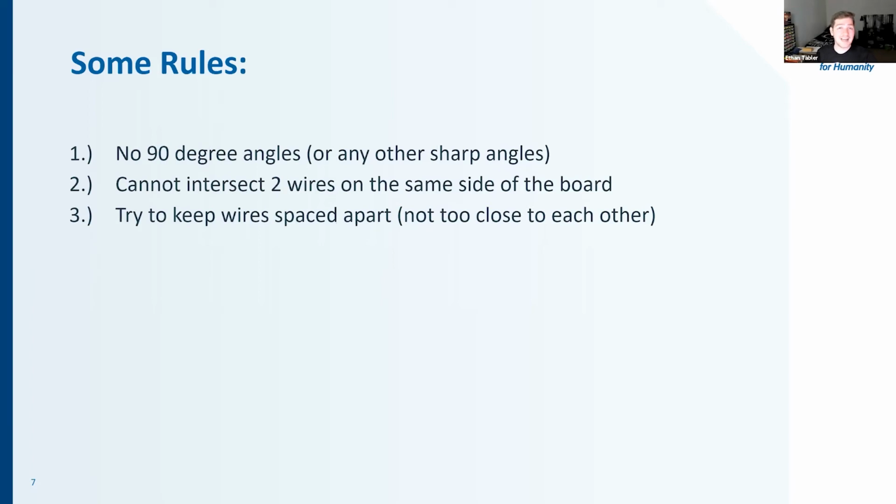Also, there are different sizes for the traces that we're going to be putting down on a PCB. I'm going to show you how to set those in a second, but typically for applications that are above 5 volts, you want to have them at a certain size. We're actually not above 5 volts for this circuit. The circuit's going to operate at 3.3, so we can have some smaller sizes for that. It's not going to use too much power. Also, you cannot intersect 2 wires on the same side of the board. You know how I said 2D versus 3D circuits earlier?